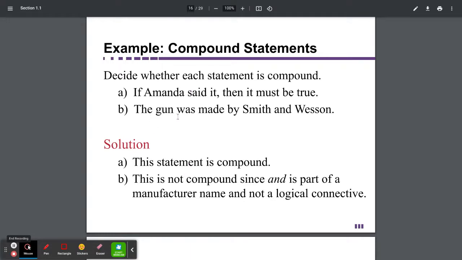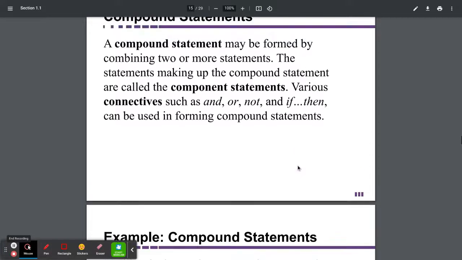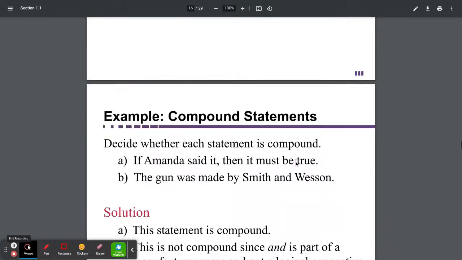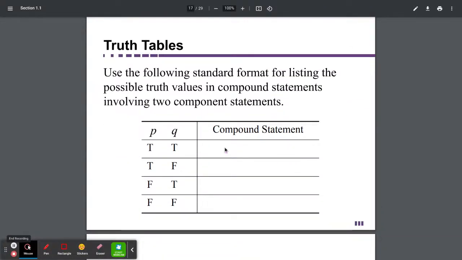Whereas the second one, "The gun was made by Smith & Wesson," has no "the gun was made by Smith & Wesson and it did something," or "the gun was made by Smith & Wesson or it did something." It's not an if-then statement. So this would not be a compound statement, because a compound would have an and separating two statements, an or separating them, a not, or an if-then. Compound basically means two or more statements. So let's get deeper into that. It's pretty straightforward. With truth tables, which you saw at the beginning, we had to have some type of compound statement.